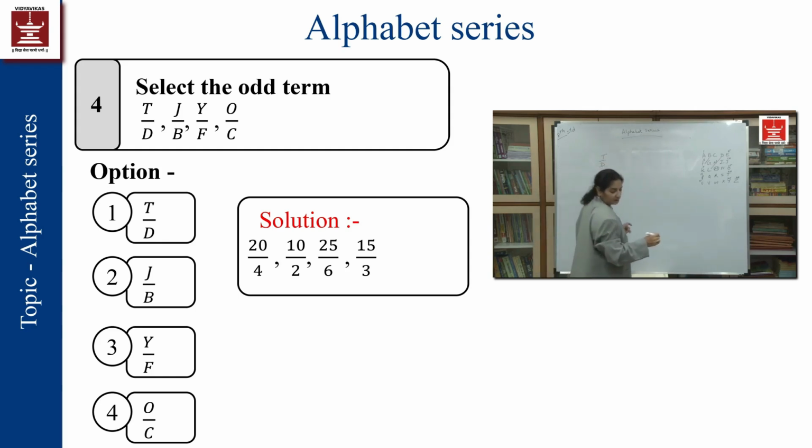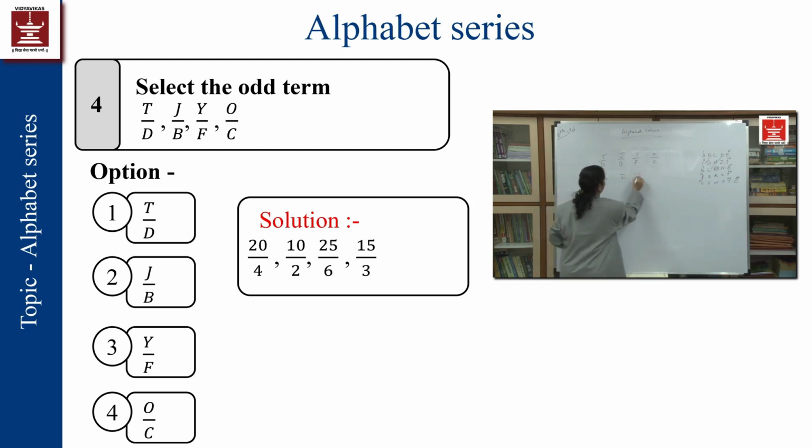First option, second option J upon B. Third option Y upon F. And last option is O upon C. Now again here, if I write down their position numbers, you will know what is happening with them. Okay. T according to position is 20 upon 4.